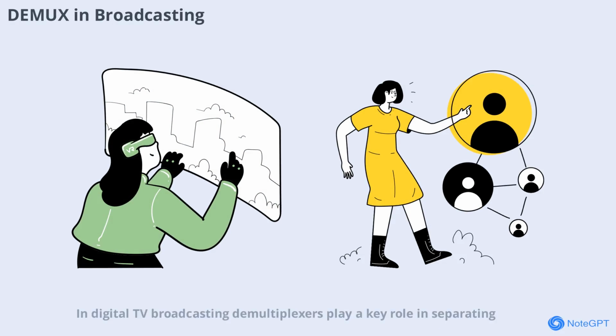In digital TV broadcasting, demultiplexers play a key role in separating multiple channels sent over a single signal. When you change channels on your TV, a DEMUX inside the receiver directs the correct channel's data to your screen, ensuring you see the program you selected.